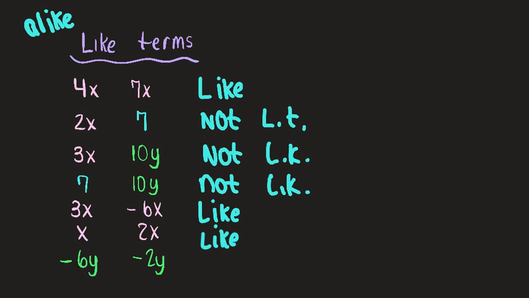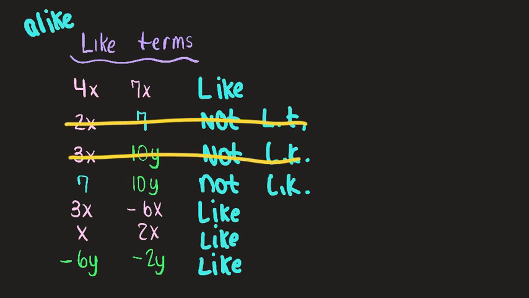So, like terms. Yes, they are like. Negative 6y, negative 2y. They both have the same letter. So, yes, those are like terms. You are only allowed to add or subtract if they are like terms. So I could not add or subtract those. I could not add or subtract those. I could not add or subtract those.